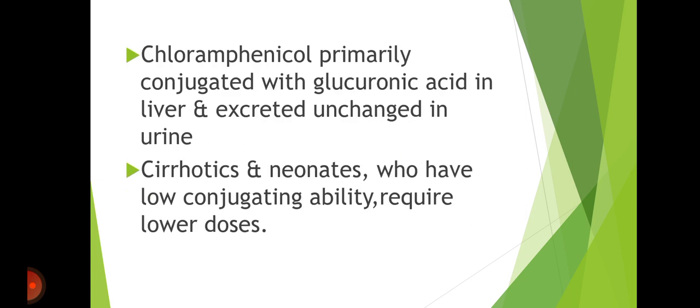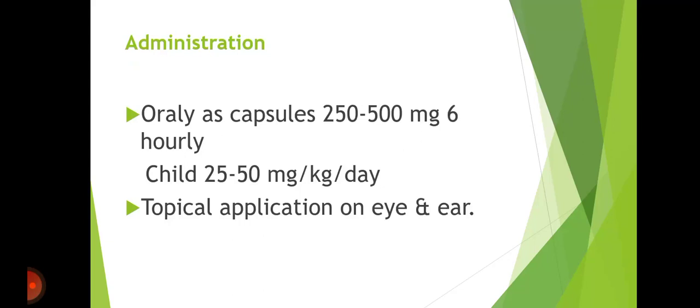Chloramphenicol is primarily conjugated with glucuronic acid in the liver and little is excreted unchanged in urine. Cirrhotic patients, that is liver cirrhosis patients, and neonates who have low conjugating ability require lower doses of chloramphenicol. The metabolite is excreted mainly in urine. Coming to administration, it is administered orally as a capsule, 250 to 500 mg 6 hourly for adults, and for children it is 25 to 50 mg per kilogram per day. Topical application on the eye or ear is also recommended.